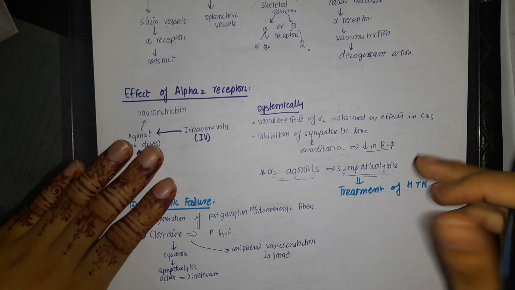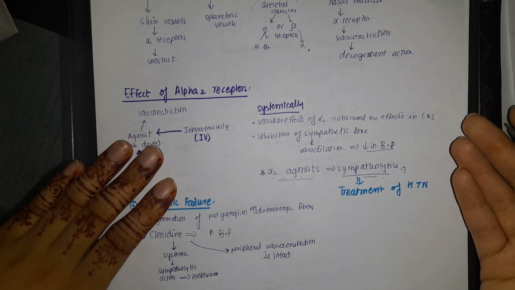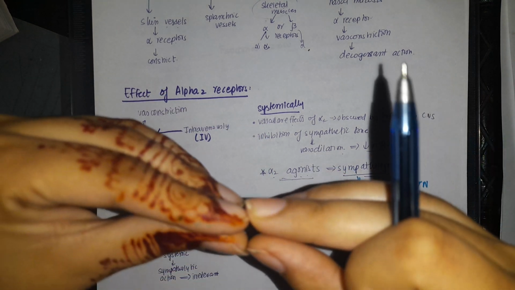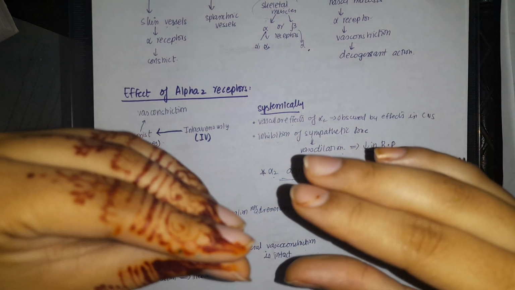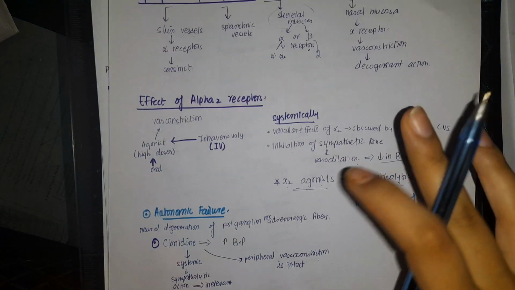What are sympatholytics? They reverse the action of sympathomimetics. So alpha 1 is producing vasoconstriction. Alpha 2 systemically is doing vasodilation. So it is counter-effecting the action of alpha 1. So it can be given as a sympatholytic, breaking down the action of alpha 1. So this is very important.